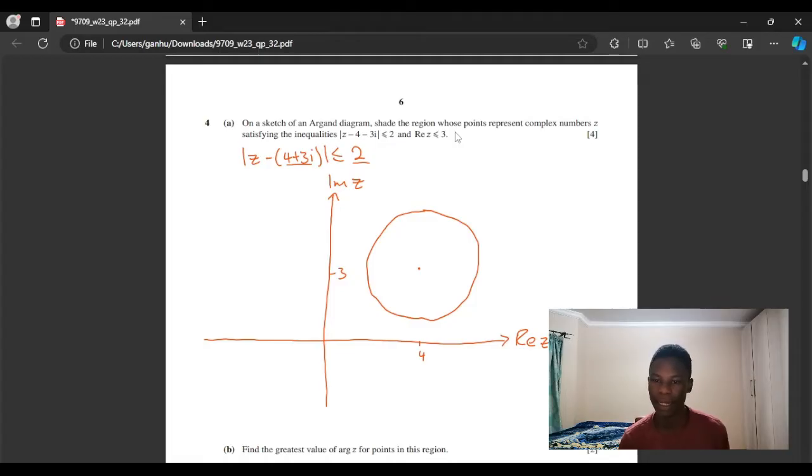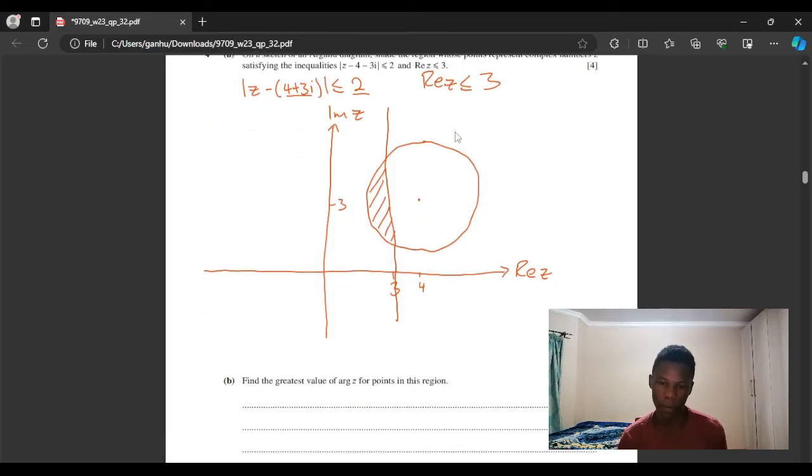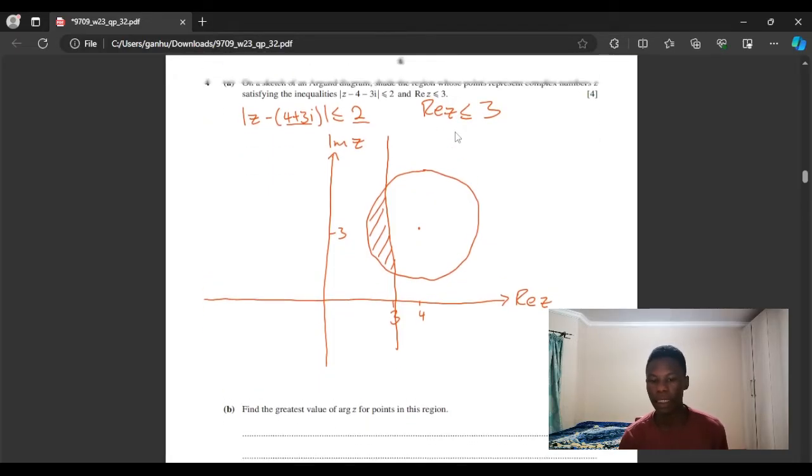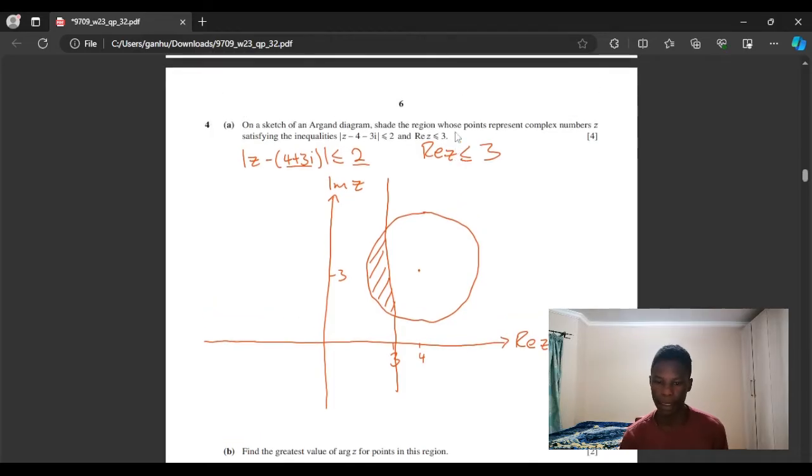So there's our circle. And the second condition is that all real values of z are less than or equal to 3. So on the real axis, 3 is somewhere here. If we draw our line over here, somewhere here. So this region is the region that satisfies both inequalities, and this would be our final answer. Part B. Find the greatest value of arg z for points in this region.